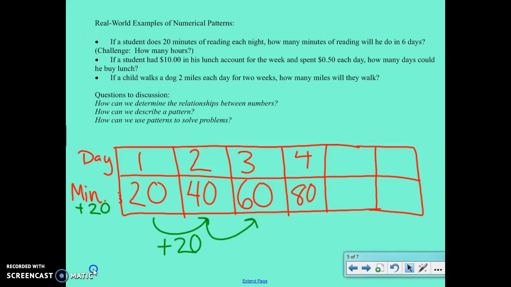And now I need to fill in my last 2 days, days 5 and 6. 80 plus 20 is 100 minutes. And then 100 plus 20 is 120 minutes. So after the 6 days, he has read 120 minutes.